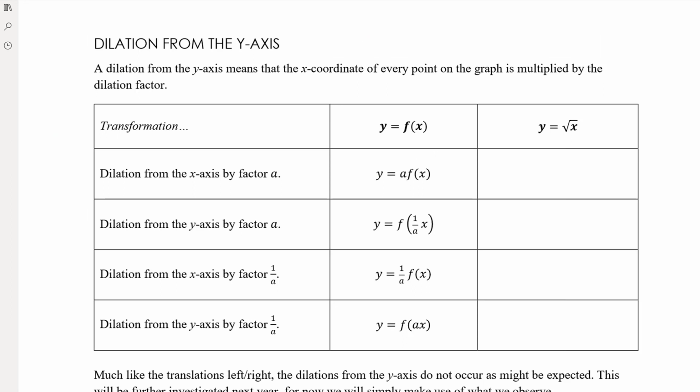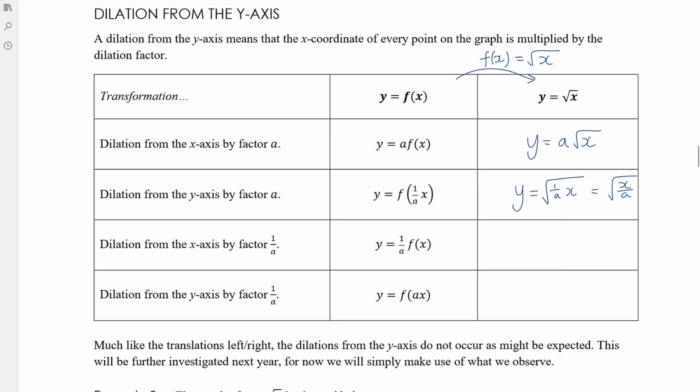So comparing dilations from the y-axis with dilations from the x-axis. So again, f of x is equal to square root of x. Dilation from the x-axis by a factor of a, we know that is just multiplying the whole function by a. Dilation from the y-axis by a factor of a is multiplying the x part of the function by the reciprocal of a. So in this case, that will be square root of 1/ax, remembering we could also write that as x over a. That's a dilation by a factor of a from the y-axis. That would stretch the graph away from the y-axis.